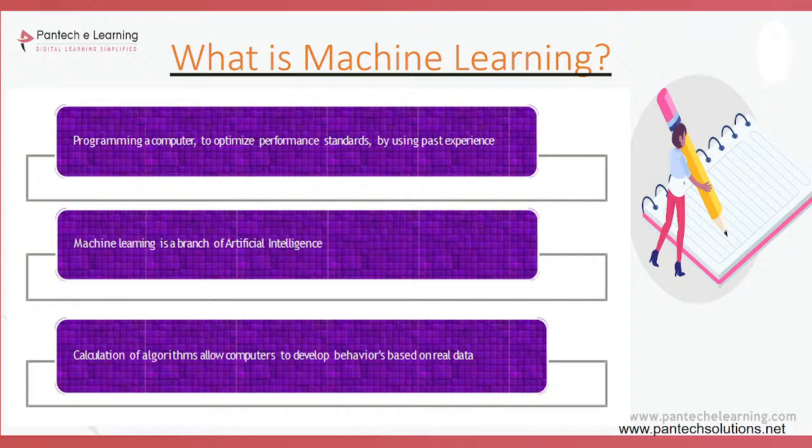So what is machine learning? Programming a computer to optimize performance standards by using past experience. We are training the system based upon old data or labeled data. And machine learning is a branch of AI. Artificial intelligence has many branches like deep learning, machine learning, etc. So here we have one branch of artificial intelligence. The calculation of algorithms allows computers to develop.